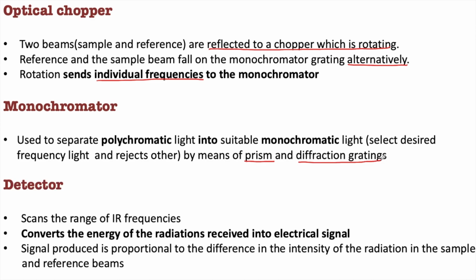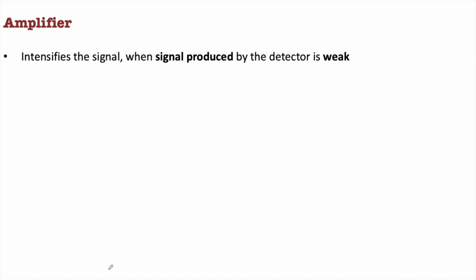Detector. It scans the entire range of IR frequencies and then converts the energy of the radiations received into an electrical signal. The signal produced is proportional to the difference in the intensity of the radiation in the sample and the reference beams. Amplifier. Sometimes the signal produced by the detector is weak, so in order to increase the intensity of the signal, an amplifier is used.